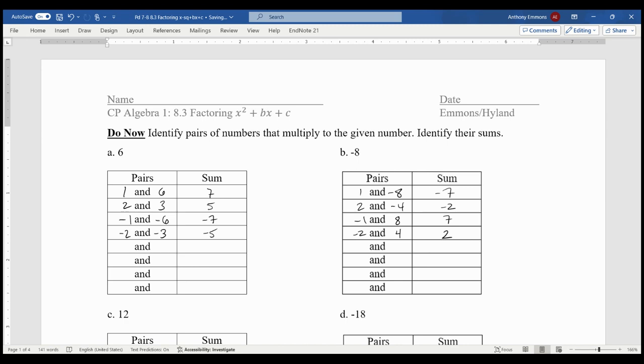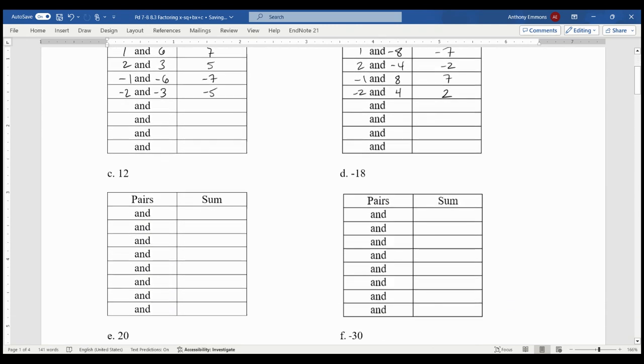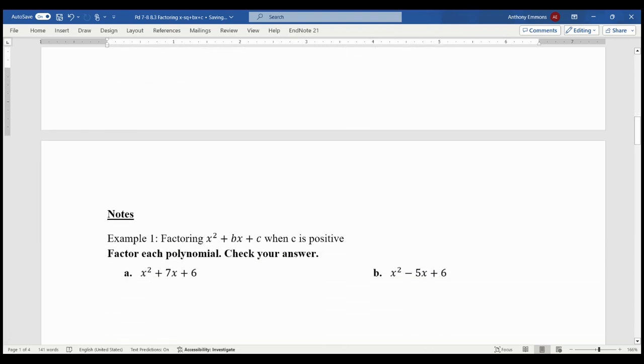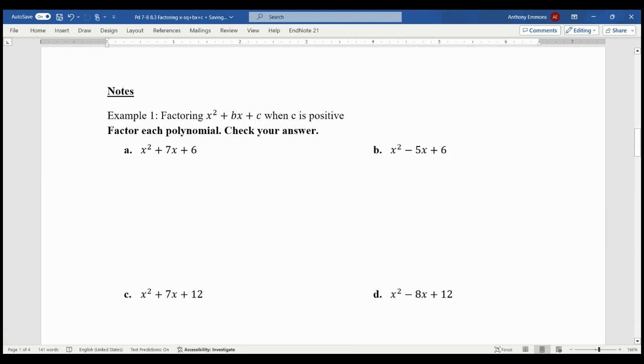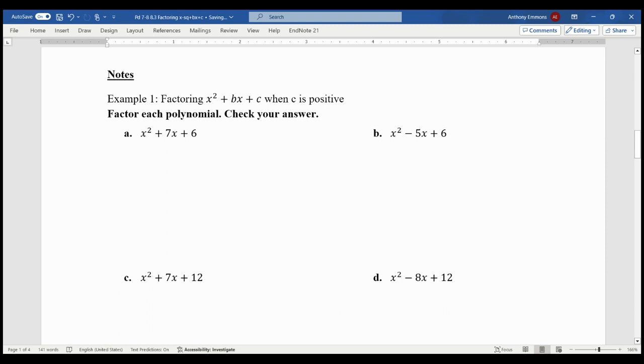Why are we doing this? We're going to try and factor something like x squared plus 7x plus 6. In order to do that, first, we're going to say that a is equal to 1, b is equal to 7, c is equal to 6. Essentially just identifying our coefficients in order.